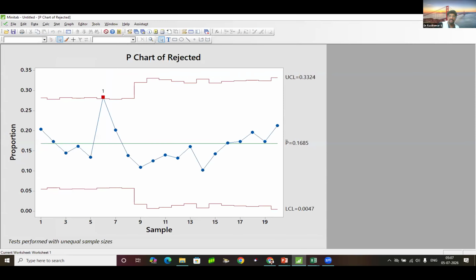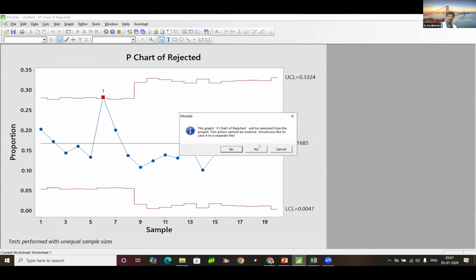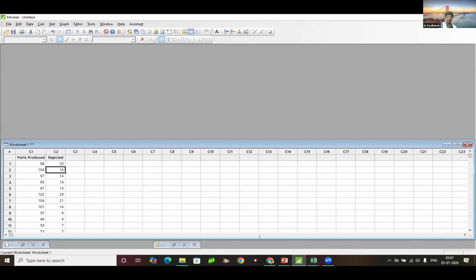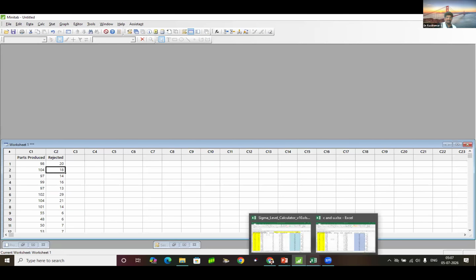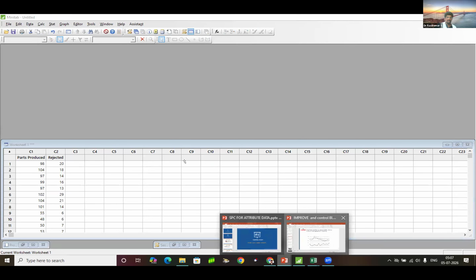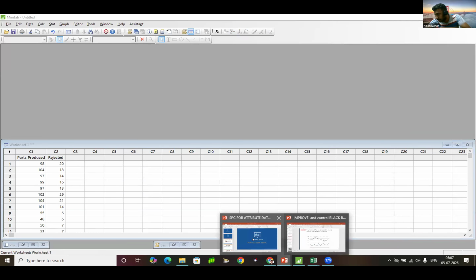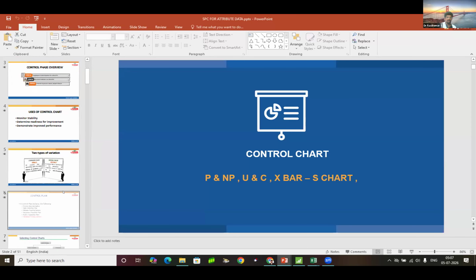Now, all of you are clear with the P chart, right? Yes, sir. All of us are clear with the P chart. Now we go for the next chart. What is the next chart? The next chart is the NP chart.